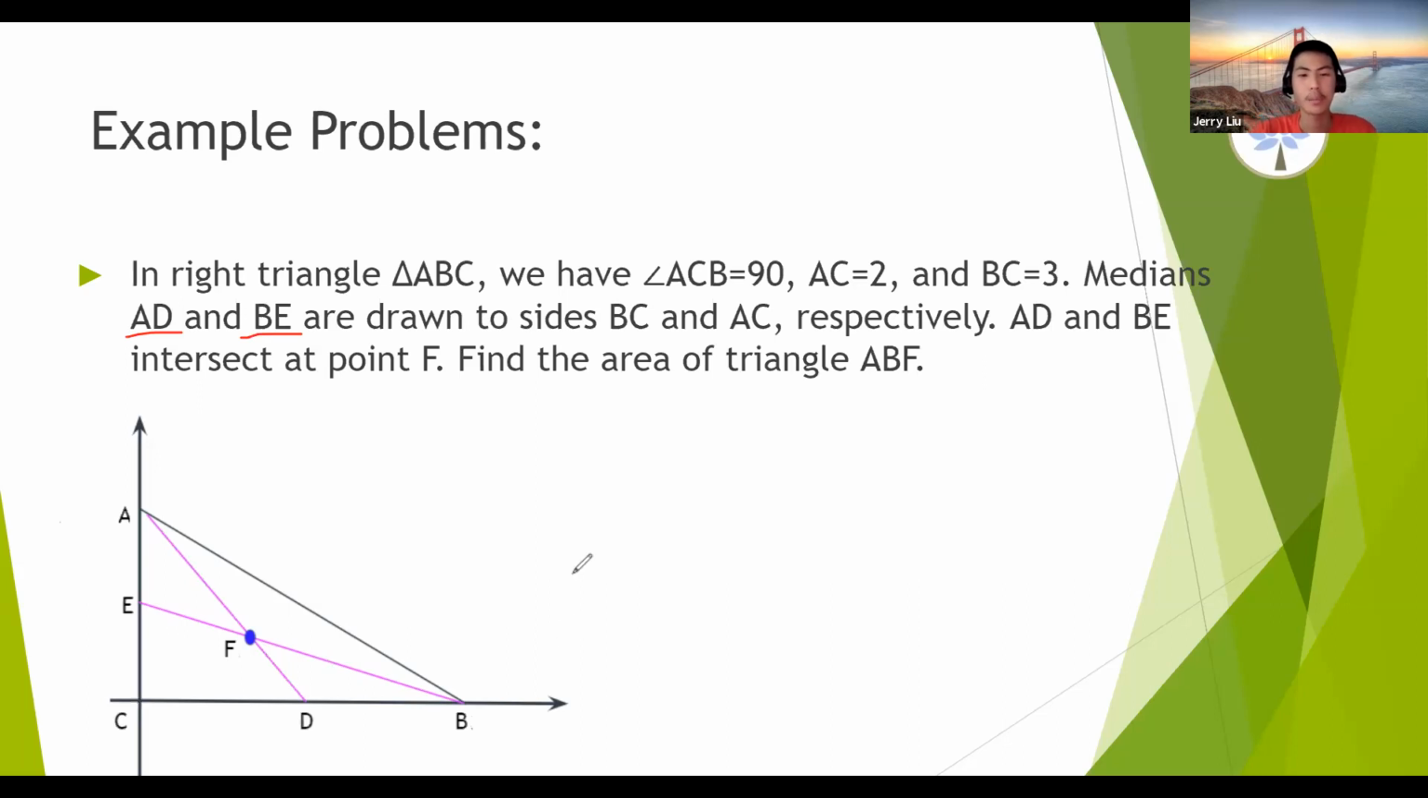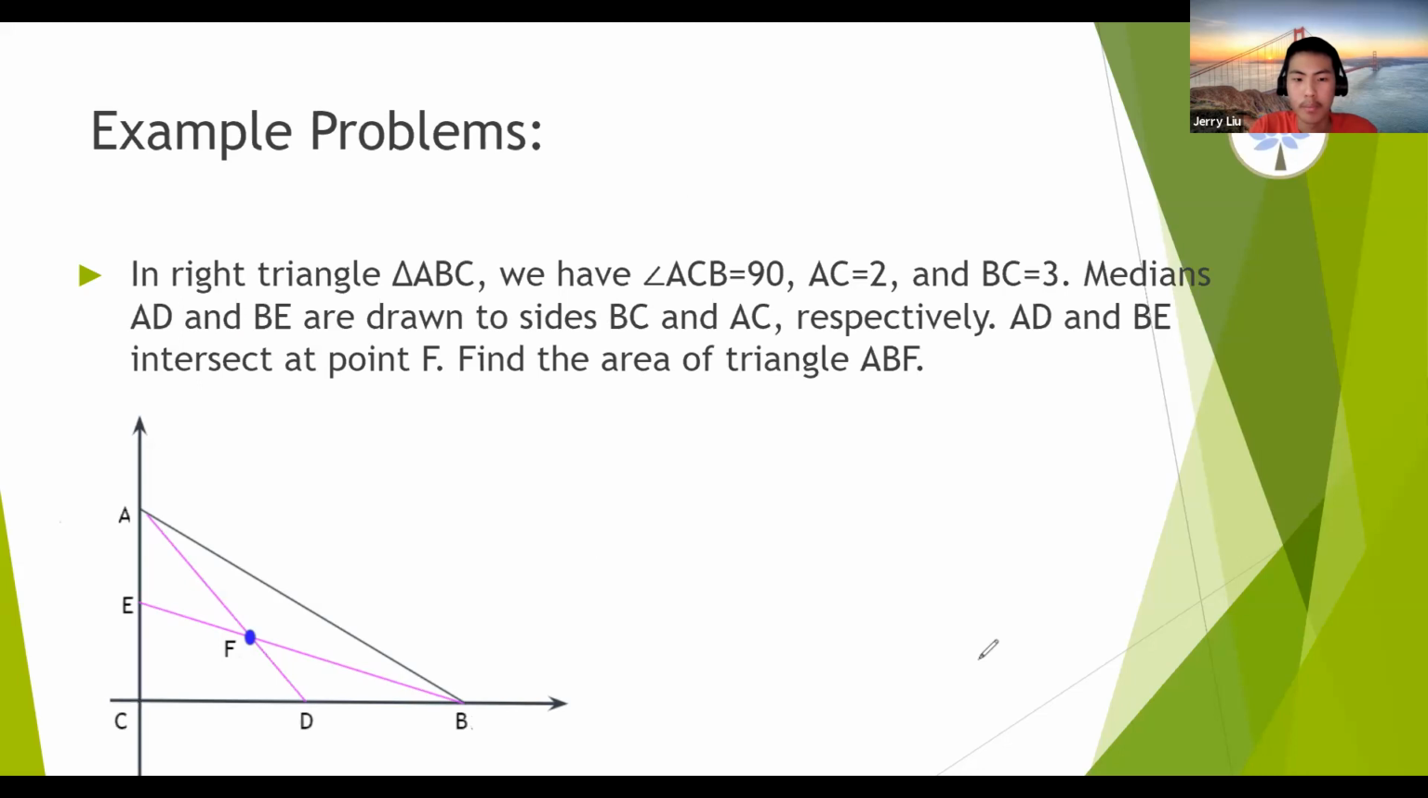Okay, since I have some answers, I'll discuss the solution with you guys. So the answer is 1, actually. The area of triangle ABF is 1. So how did we get here?